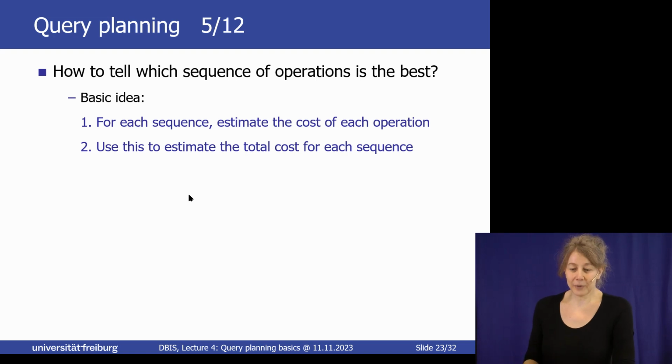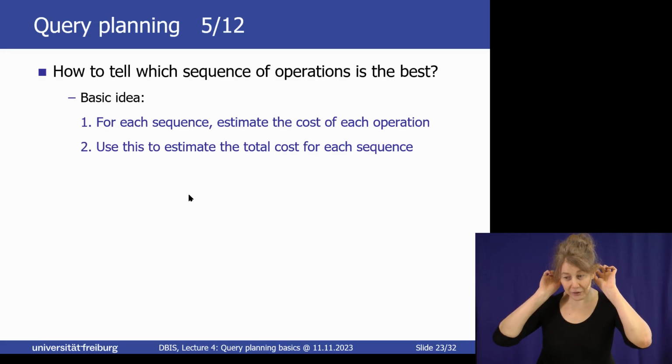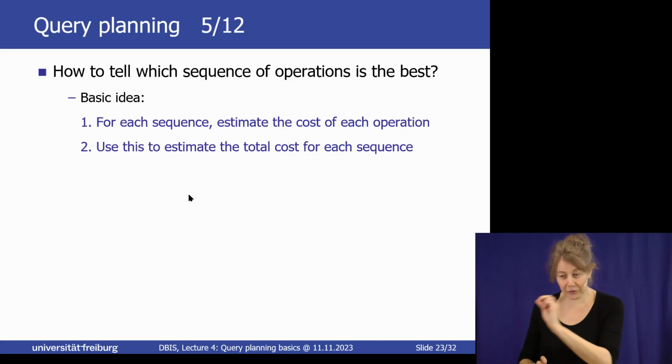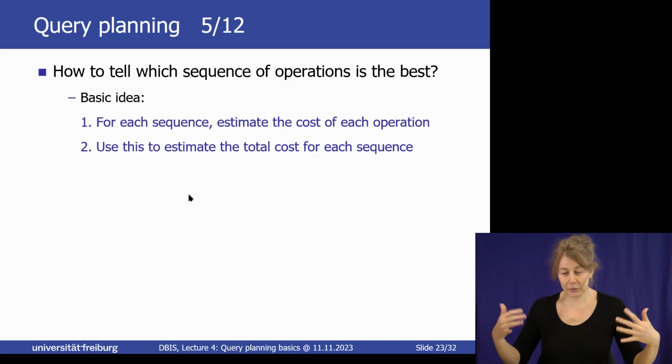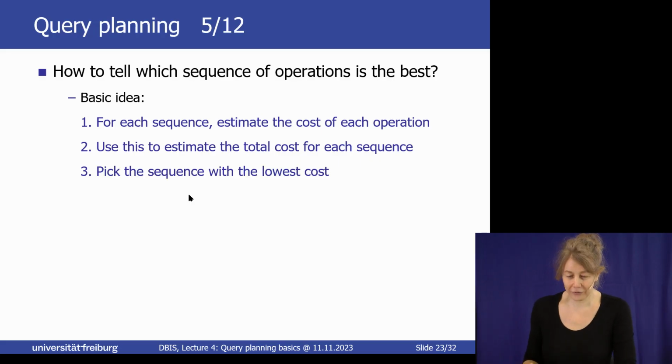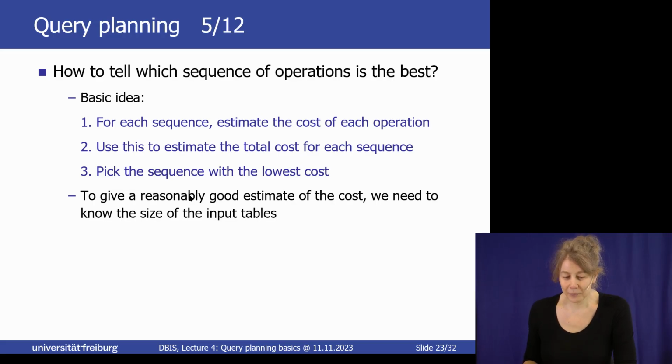So we estimate, and a sequence consists of operations. How we will do it is we estimate the cost of each operation, and then the cost of a sequence is just the sum of the costs of the operations. Then we just pick the sequence with the lowest cost. That's a very simple idea.